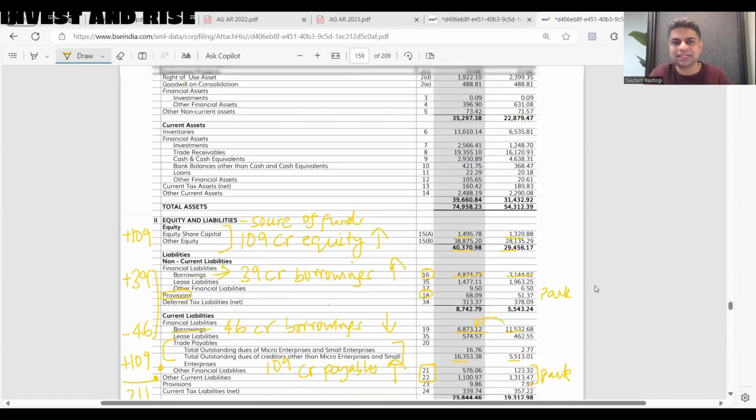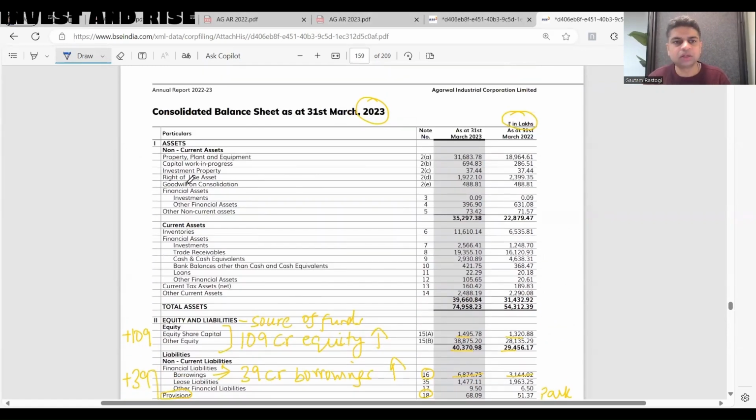Now let's go to the asset side of the balance sheet. Here as well, let's only focus on those items which have significantly moved between FY23 and FY22. Some of the other items we'll put in the parking lot, and we'll look at the notes and investigate them later.